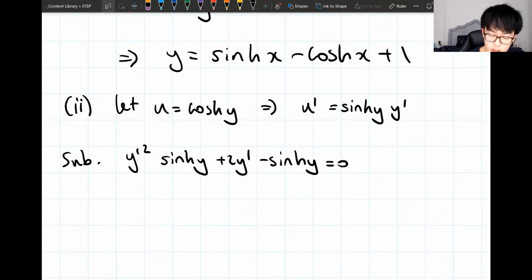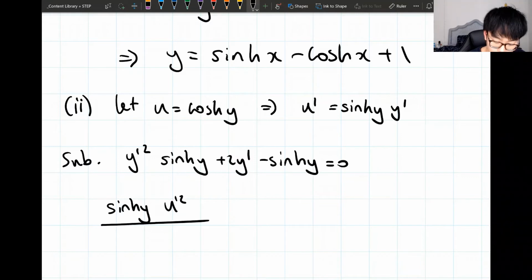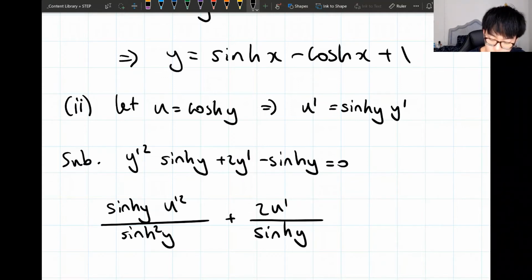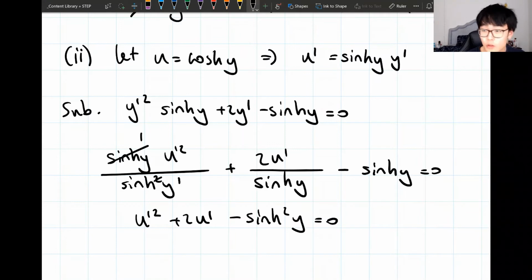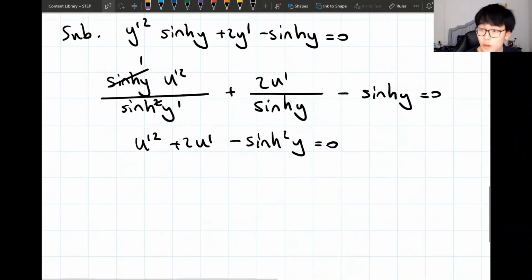Okay, so we substitute the u and u dash into our differential equation, and we should obtain the following: u dash squared over sine squared y plus 2 u dash over sine y minus sine y is equal to 0. And so we can see that this cancels out with this, and so we multiply both sides by sine y, and we get u dash squared plus 2u dash minus sine square y is equal to 0. Okay, and so when you get to this point, don't panic, because if we complete the square in the first part, we're going to end up with a minus 1, and then we have a minus 1 minus sine squared, which then we can use to get cos squared, which is u squared. Okay, and so this actually works out quite nicely in our favor.